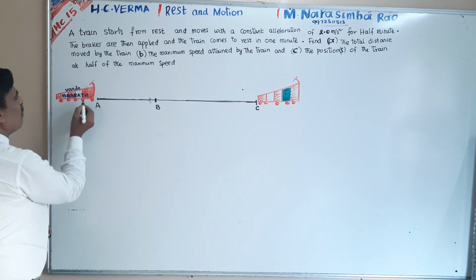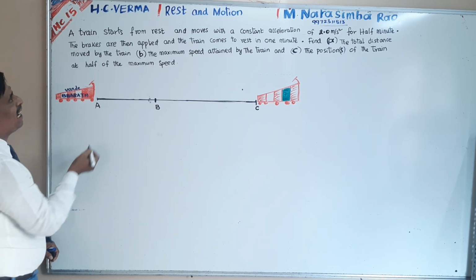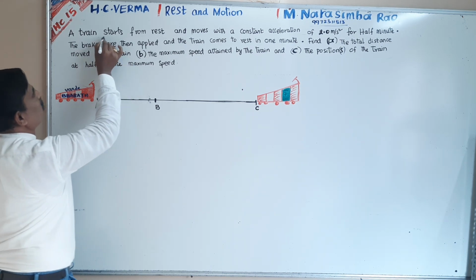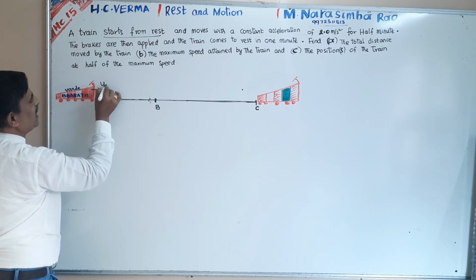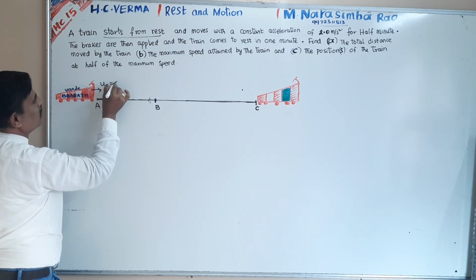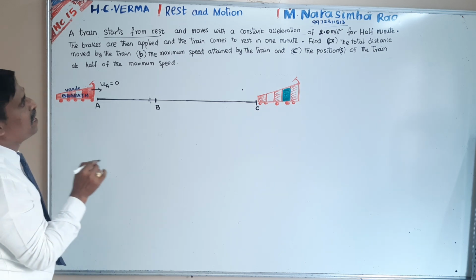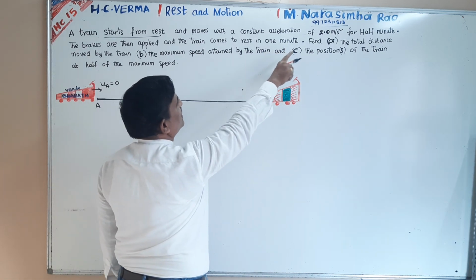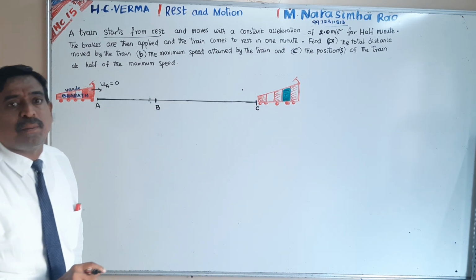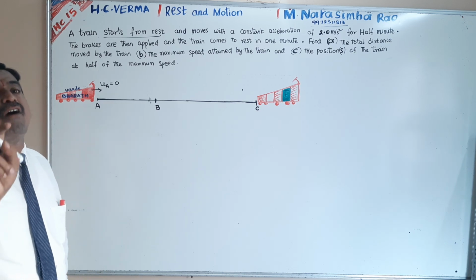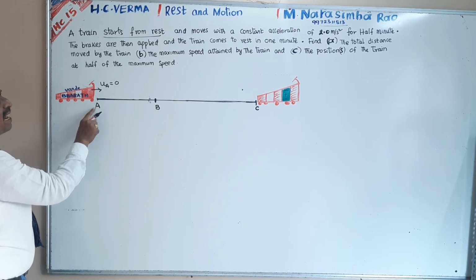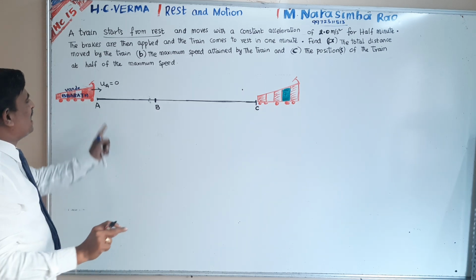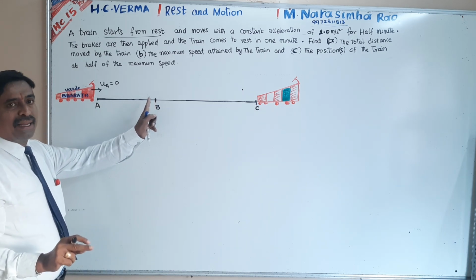There is a train, Vande Bharat train. Initially, it starts from rest. Initial velocity at A is equal to 0. It moves with a constant acceleration of 2 meters per second square for half a minute. Initially the train is at A, and in half a minute it has traveled up to the point B.